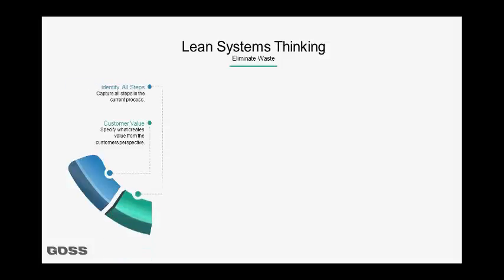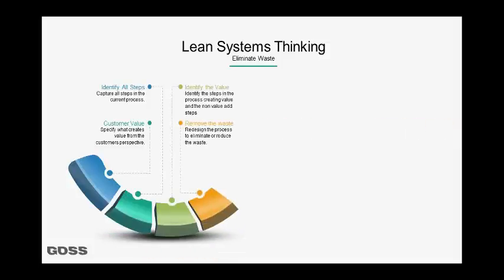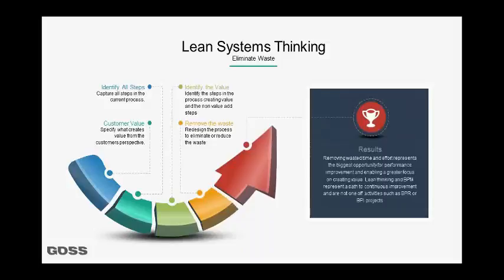So second thing is identify all steps within the process. Third thing is identify the value within there, the value and the non-value added steps. Fourth thing, redesign it, remove the waste. And what that means is you achieve results. You remove the waste, you remove the failure demand, you improve your processes. And it's a continuous process, it never stops.